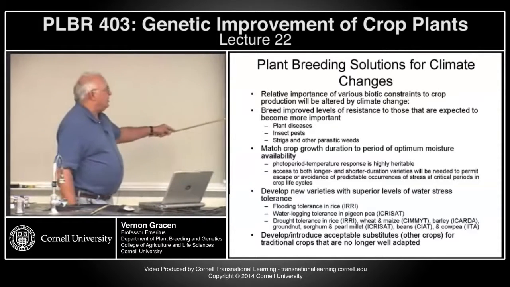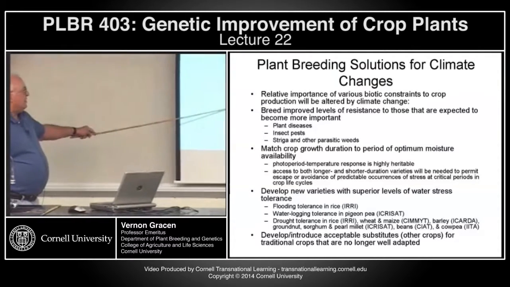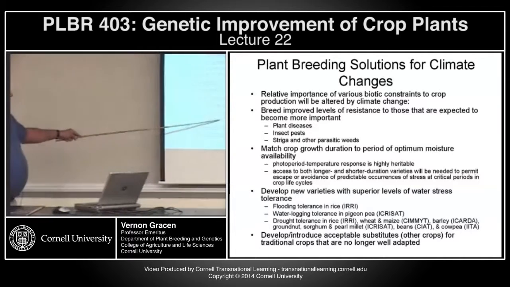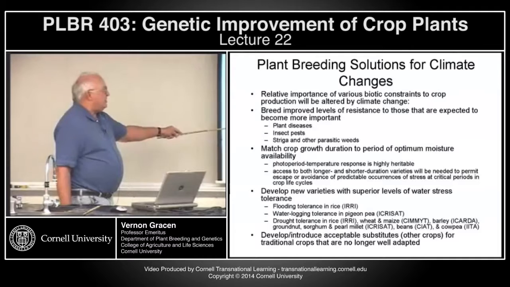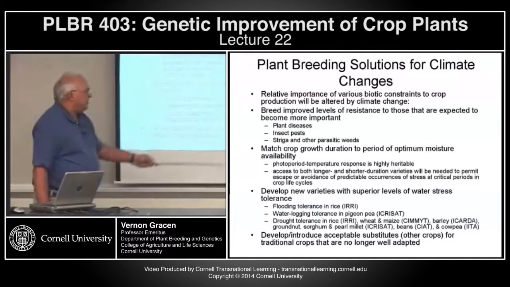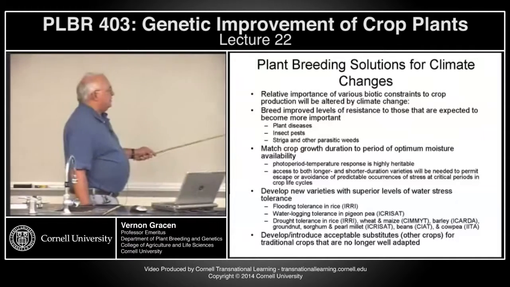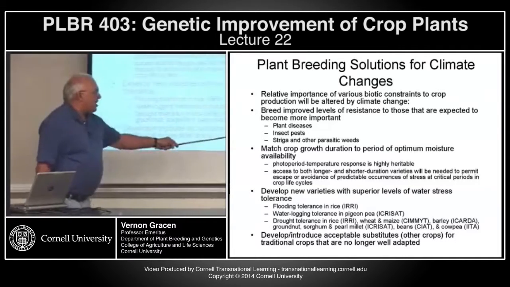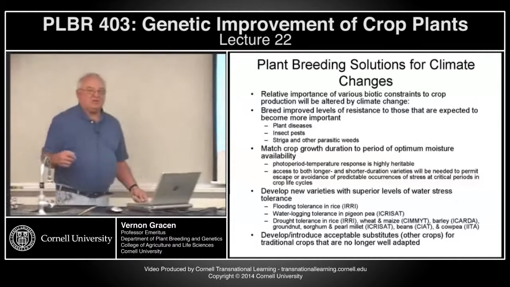IRRI's working on flooding tolerance. ICRISAT's working on waterlogging tolerance in pigeon peas. Drought tolerance in rice is being done by IRRI. CIMMYT's working on wheat and maize. ICARDA on barley. Groundnut, sorghum, pearl millet done at ICRISAT. Beans at CIMMYT, and cowpeas at IITA.